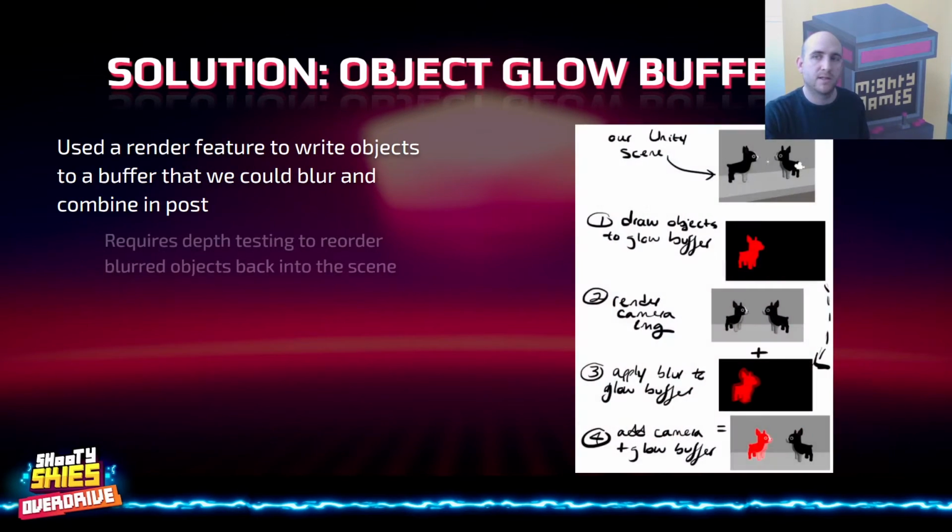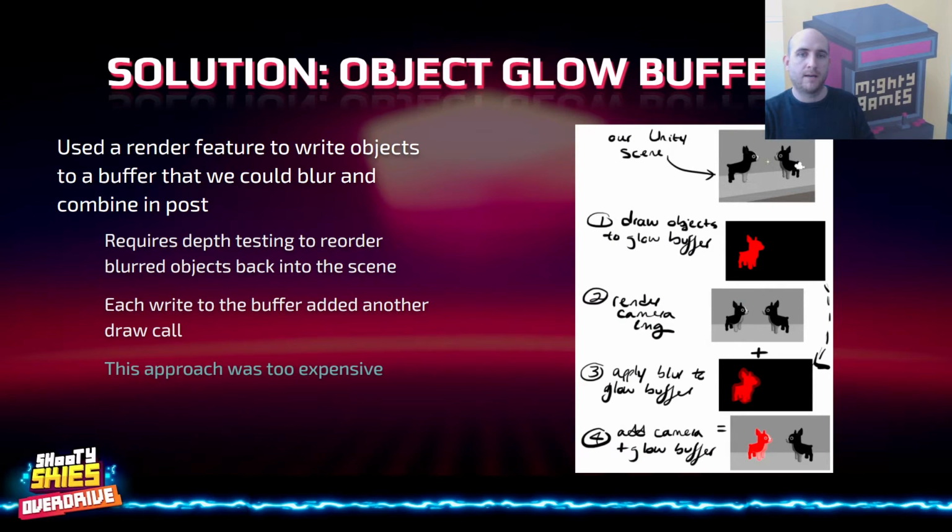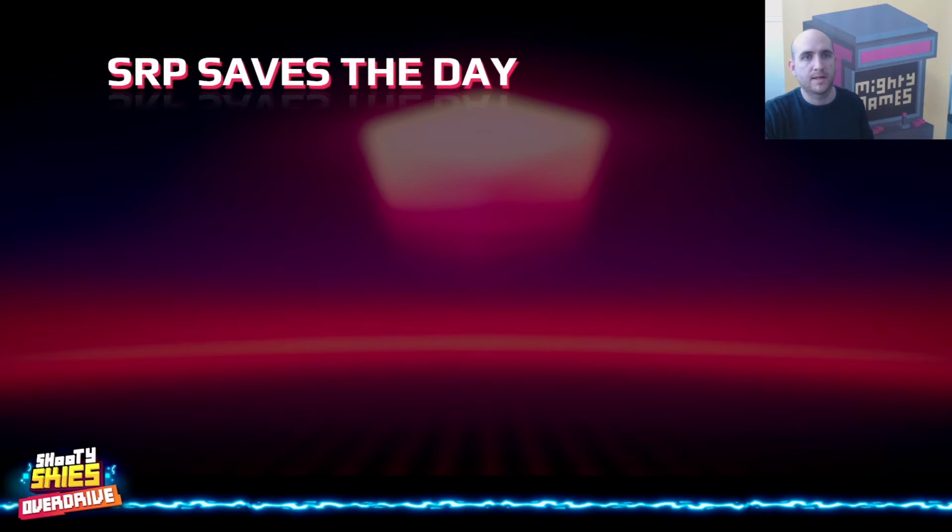Another way was to look at using a glow buffer, where we would in another pass write all our objects that we wanted to glow to a glow buffer, and then in a post-processing pass we could take that glow buffer and do our blur operations to it. But each time we render another object to our glow buffer, it makes another draw call happen. And given the amount of draw calls we were using already for our bullet hell experience, we started to really approach our draw call limit, and it was far too expensive in that approach. So we had to scrap that.